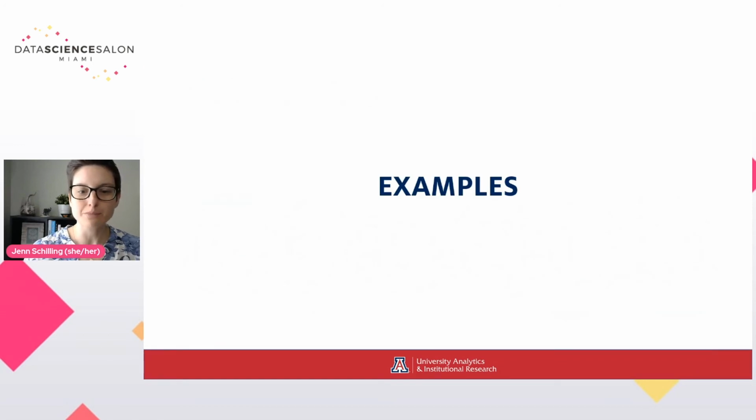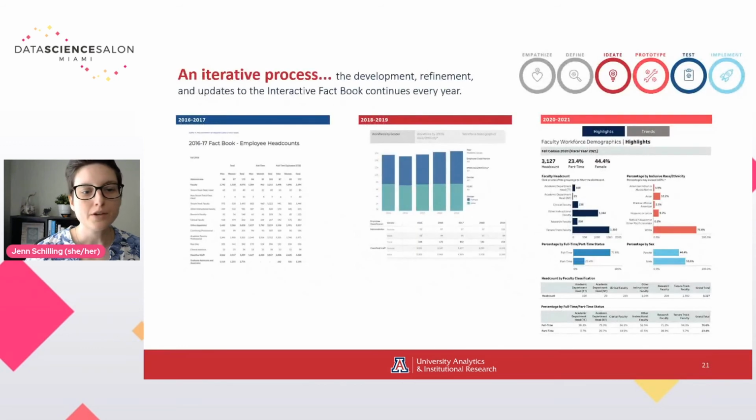Next, we'll take a look at a few examples from my department of different stages of design thinking. First, the University of Arizona Interactive Factbook is a great example of the iterative process of design thinking. The Interactive Factbook is our way of communicating university data to the public. It's hosted on my department's website and available to anyone. It shows information about our students, faculty, and staff. We've made continuous improvements to this tool.